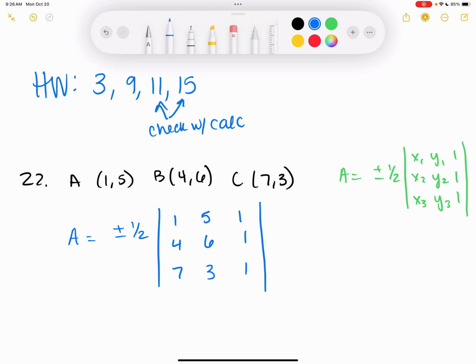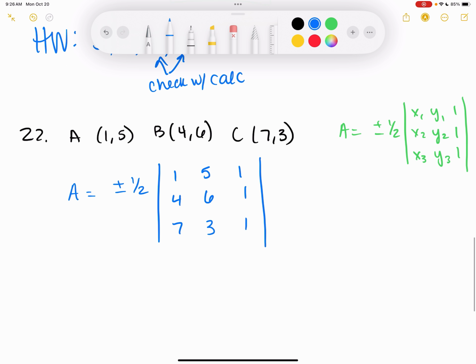I'm going to do this one by hand just so that we have a refresher on how to do that. I'm going to just remember that this is out here right now. I'm just going to find the determinant. So it's 1 times the determinant of all of this stuff right here. So it's 1 times 6 times 1 is 6. And then 3 times 1 is 3. So 6 minus 3.